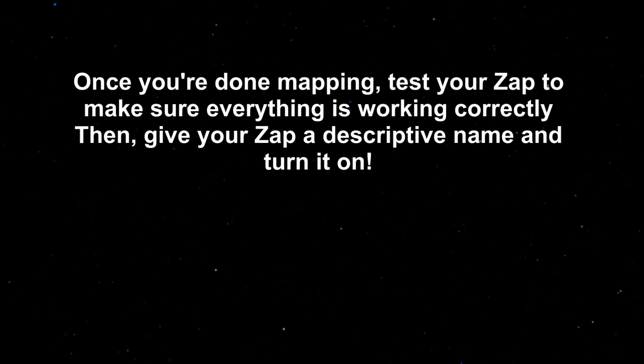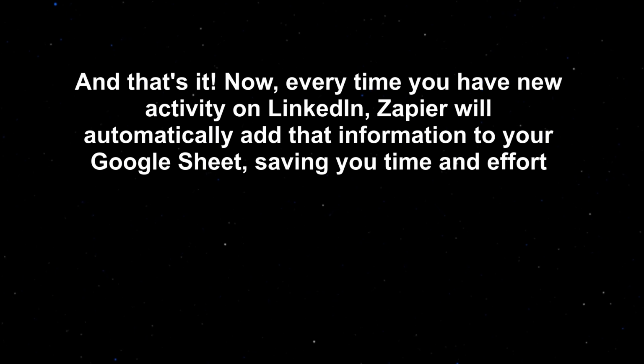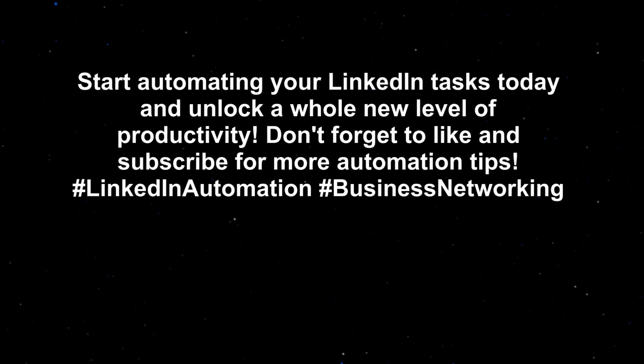Once you're done mapping, test your Zap to make sure everything is working correctly. Then, give your Zap a descriptive name and turn it on. And that's it. Now, every time you have new activity on LinkedIn, Zapier will automatically add that information to your Google Sheet, saving you time and effort. Start automating your LinkedIn tasks today and unlock a whole new level of productivity.